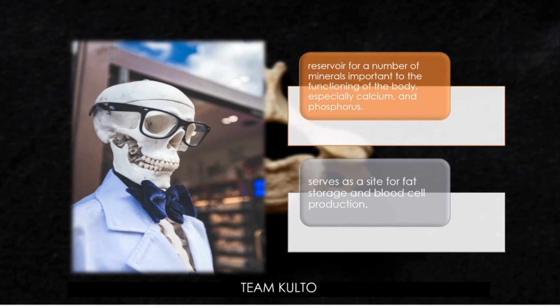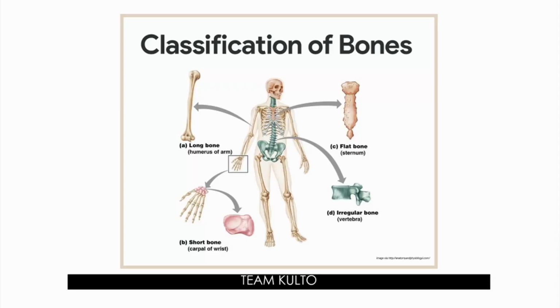Next, classification of bones according to shape. So let's discuss each. We have long bone. Good example nito ang humerus of arm or yung ating femur. Now, when we talk about long bones, these are typically longer than they are wide. As a rule, they have a shaft with heads at both ends and are mostly compact bone.